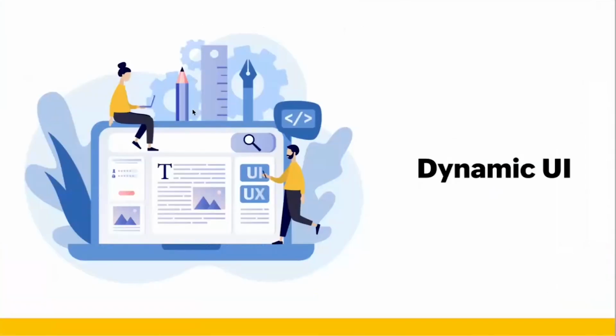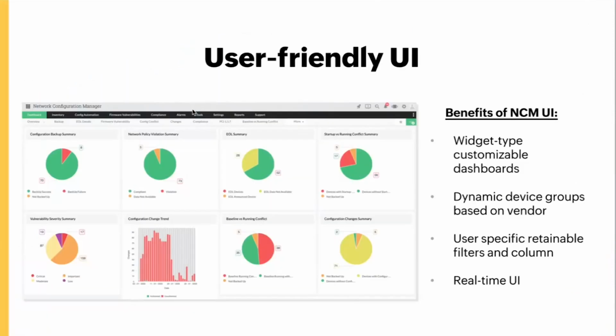Next, we have the UI of Network Configuration Manager. NCM provides a top-notch informative dashboard, which provides a bird's eye view of all the operations running currently in NCM. This dashboard is widget-type and it is completely customizable according to your choice. NCM also provides the option to create dynamic device groups based on the vendor. It also provides user-specific retainable filters and columns, and it is a real-time UI.